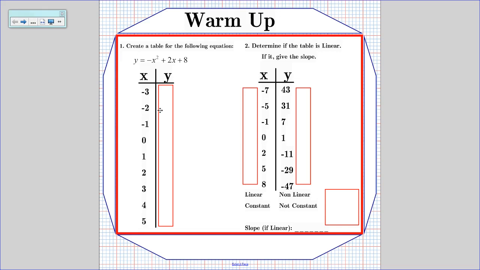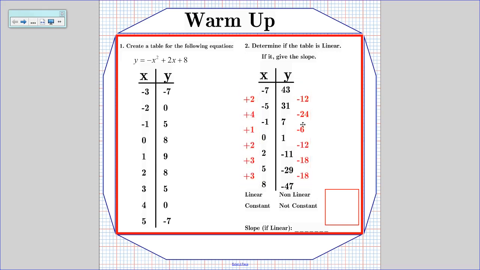Alright, here we go. Here come the answers. For the first problem, there are the outputs you should get. You should notice that they're symmetrical, and 1, 9 is the center. For the second table, you should analyze the rise and the run, and when you look at those ratios, you should say that that is linear, which means the function is constant, and the slope is -6.